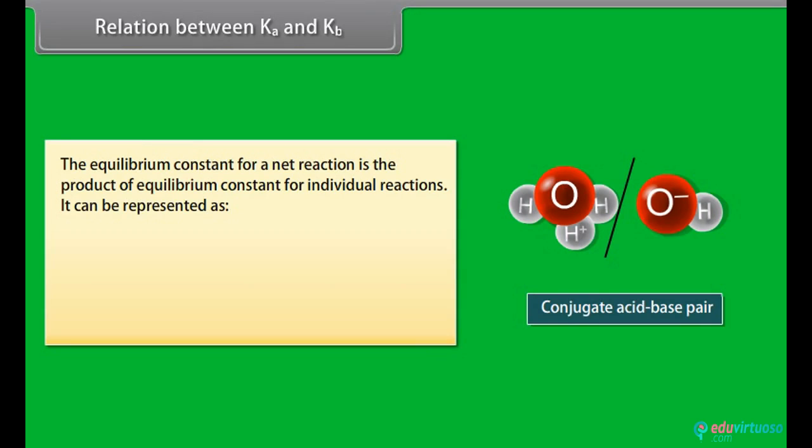Relation between Ka and Kb. The equilibrium constant for a net reaction is the product of equilibrium constant for individual reactions. It can be represented as K net is equal to K1, K2, K3, and so on. For conjugate acid-base pair, Ka into Kb is equal to Kw.